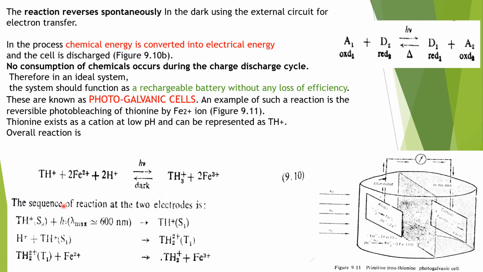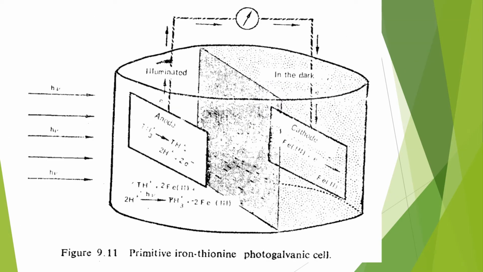Now the sequence of reactions at the two electrodes. Firstly, we will see at the anode. The anode is absorbing some light radiation, and during that TH3+ forms TH+ plus 2H+ plus 2 electrons. This is the charging process, where TH3+ is losing the 2 electrons along with 2 protons. At the cathode, the Fe3+ accepts the electron and forms the Fe2+. This is in the dark, and it is called the cell discharging process.